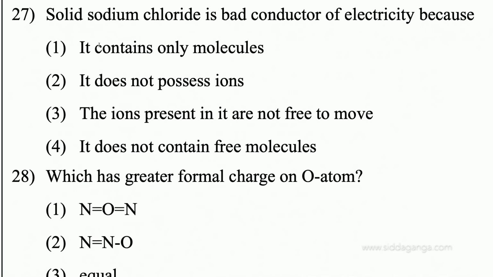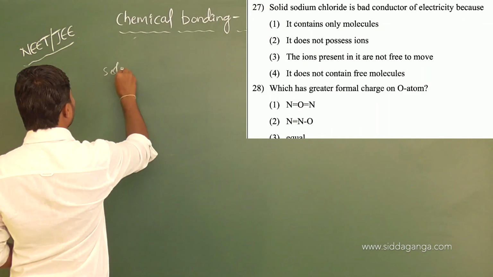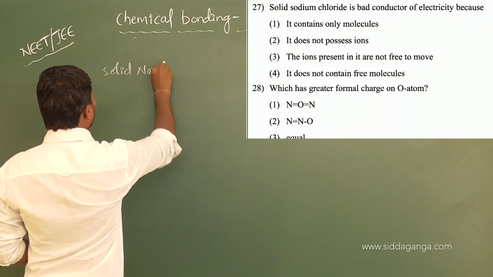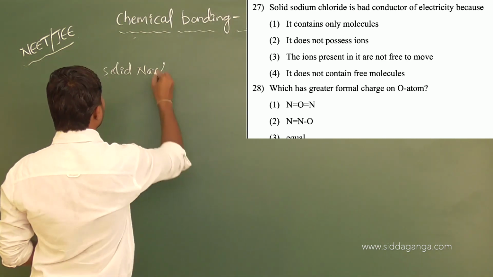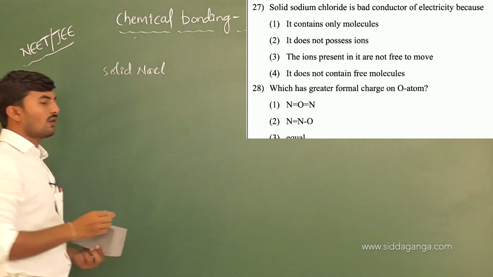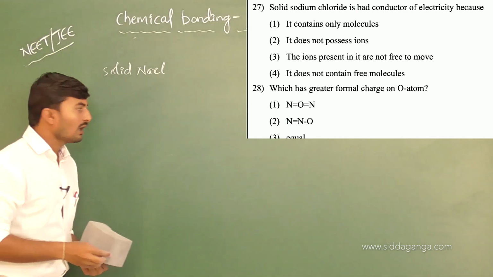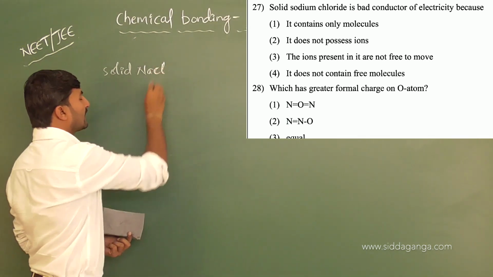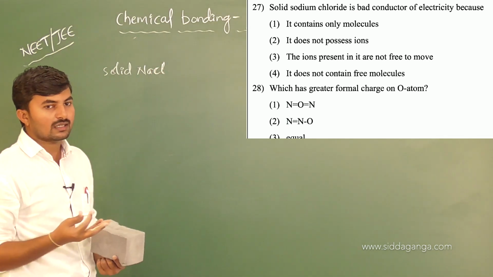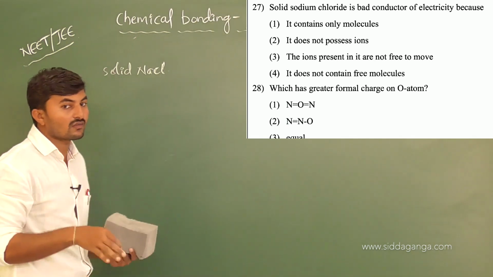So the next question. Solid sodium chloride is a bad conductor of electricity because... okay, solid sodium chloride. What is the minimum requirement for the conduction of electricity? How do molecules conduct electricity? When they have free ions.